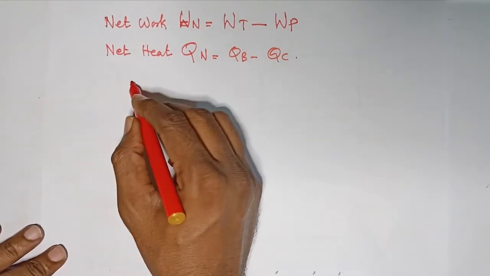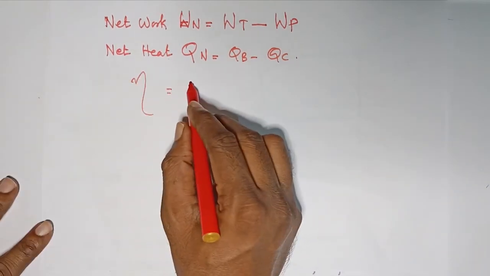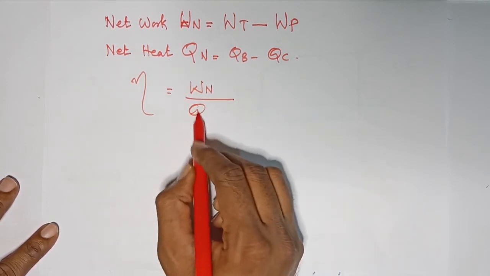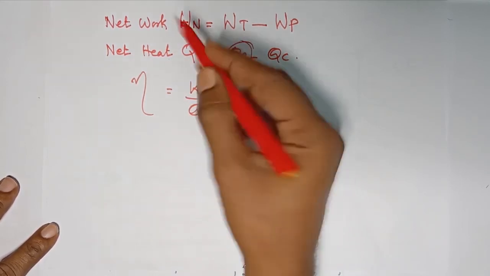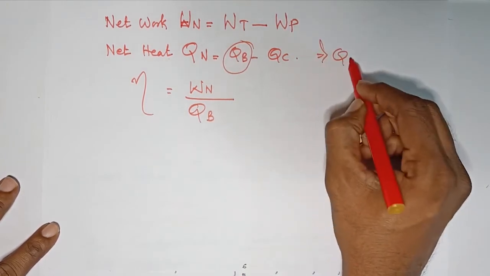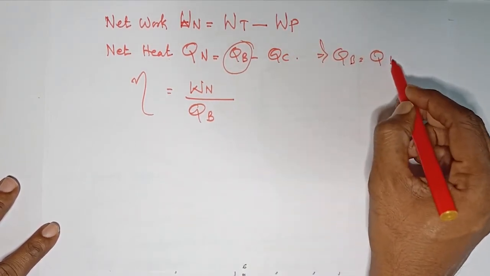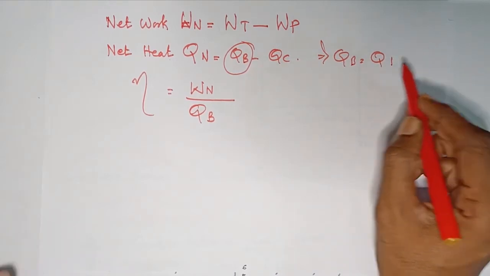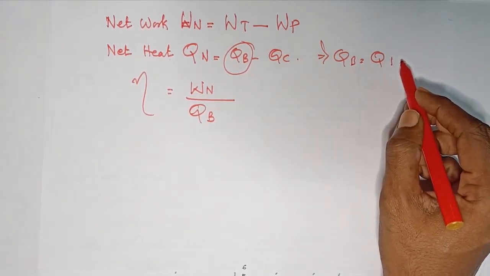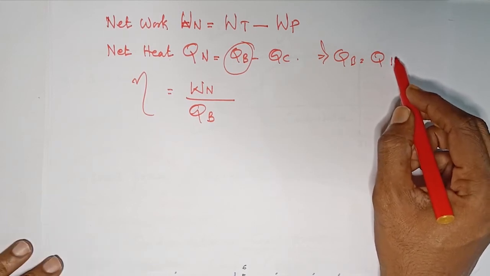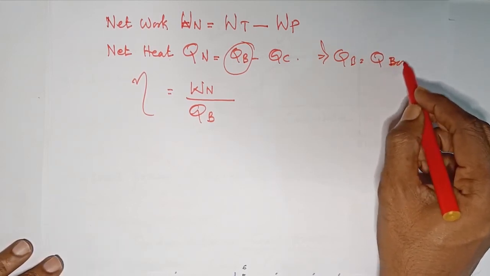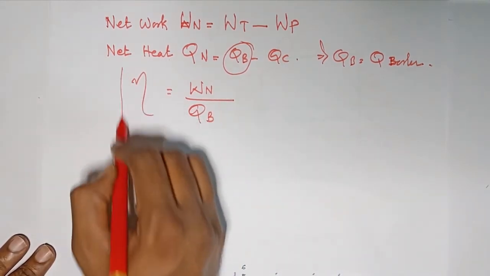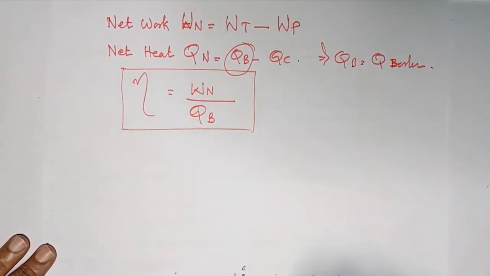What is the efficiency? Efficiency is equal to Wn divided by the total. QB is the total, because QB is the total heat energy given to the boiler. That is the heat given to the boiler. So this is the equation for efficiency.